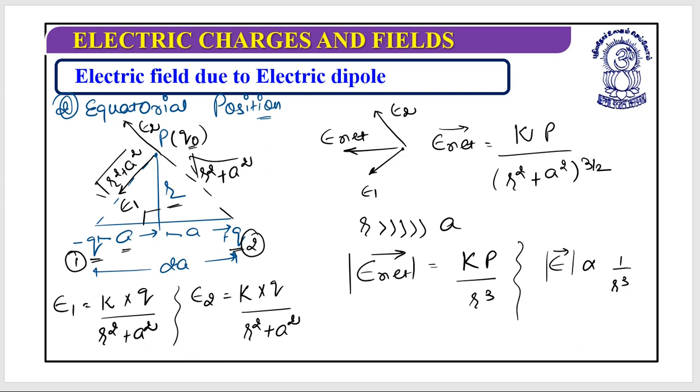Now let's check the directions. This is minus q, this is plus q. This is the direction of electric dipole moment p, and this is the direction of E net. Yes. So can we summarize these two positions?